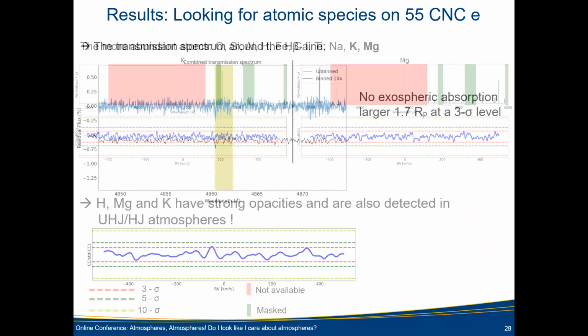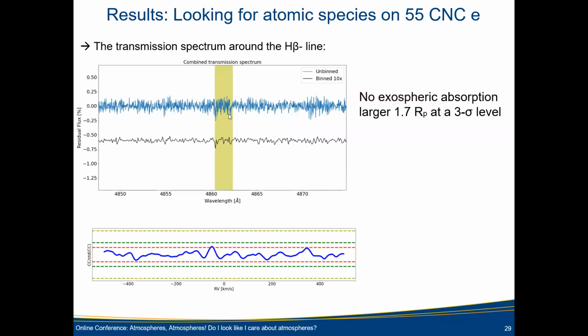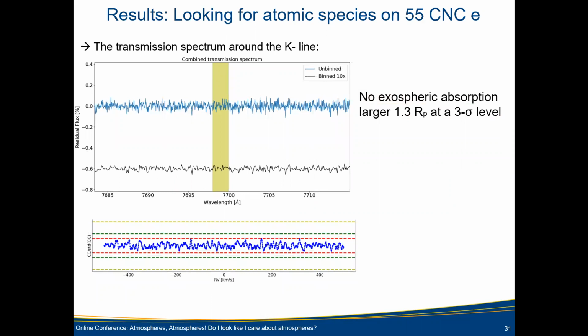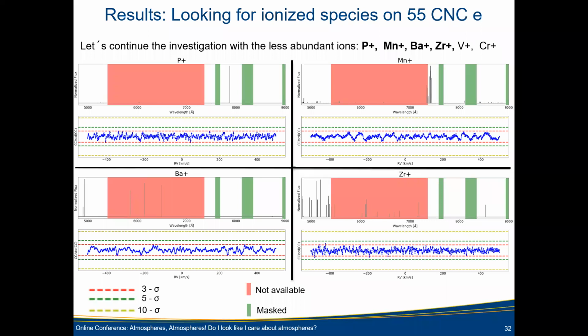However, I am also showing the transmission spectra. On top, you can see the transmission spectrum here in blue and here in black, binned, and we can probe atmospheric absorption above 1.7 radii at a level of 3 sigma. No hydrogen, no magnesium. Also, we can probe the atmosphere until 1.7 radii here. Also, we don't see such things. However, also of course potassium, and here we even probe 1.3 planetary radii. I am now also going to ionized species, because ionized species could be valid since it is a very hot planet, and also for them the minor species do not show something.